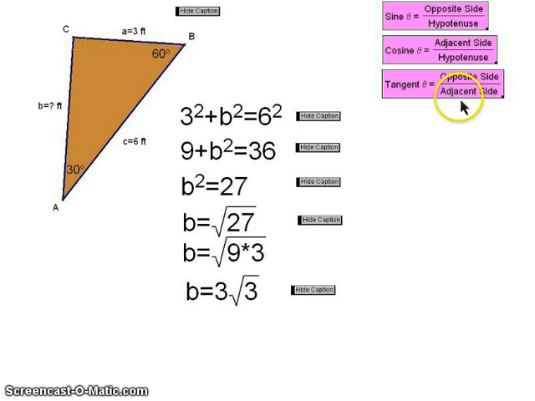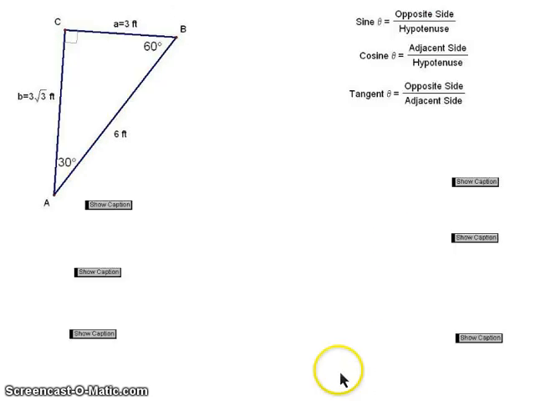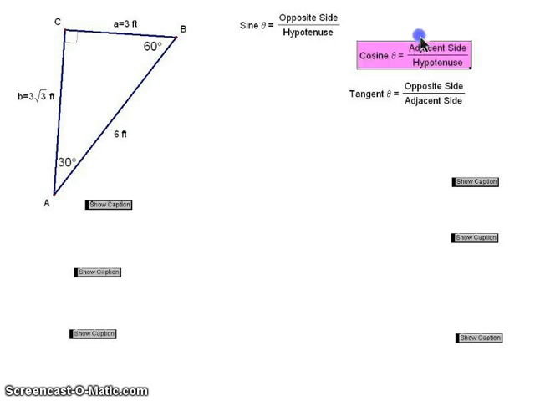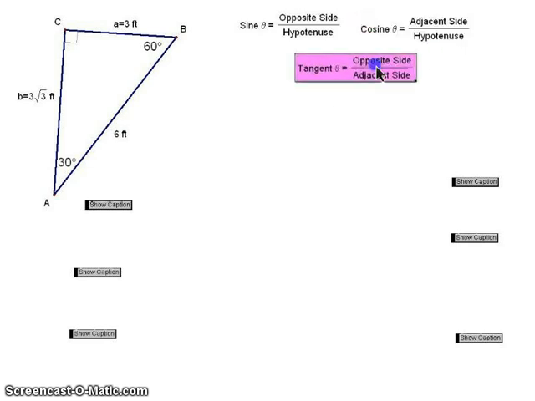Let's move on to actually figuring out what the ratios are. So on the screen, you have the three ratios at the top for you, just to organize them. SOHCAHTOA, that's how you want to remember those, SOHCAHTOA. And here's a triangle that we just worked with. I went ahead and put in the b, so the b is 3 times the square root of 3 feet. That's the exact answer. And now we're going to work our way through the ratios. So let's start with the sine.